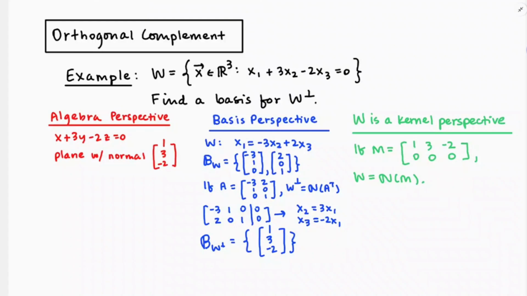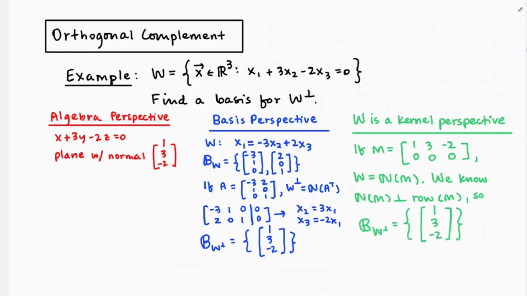Well, we know that the null space is orthogonal to the row space. And we also learned somewhat recently that a way to obtain a basis for the row space is by taking the non-zero rows of that matrix in reduced echelon form. That matrix is already in reduced echelon form, so I know that a basis for W perp is going to be 1, 3, negative 2.